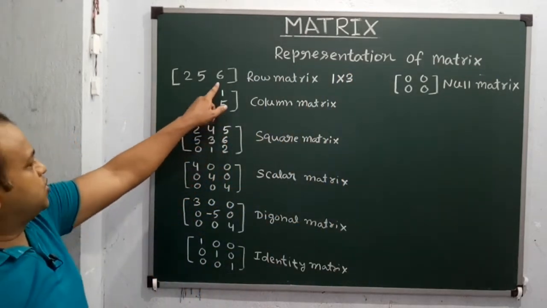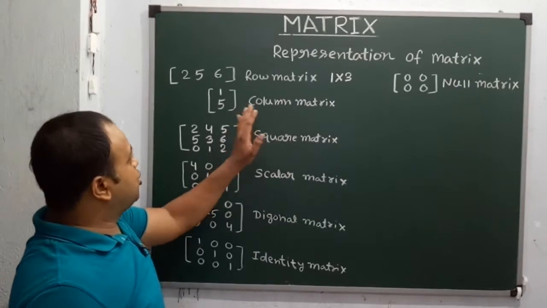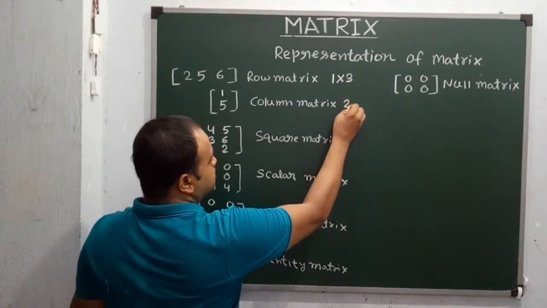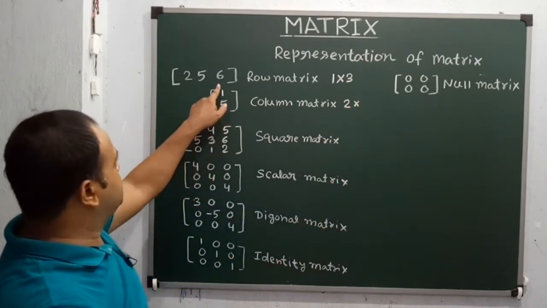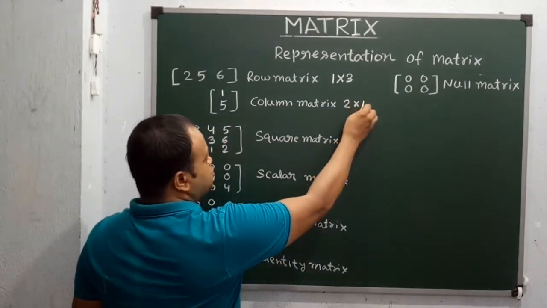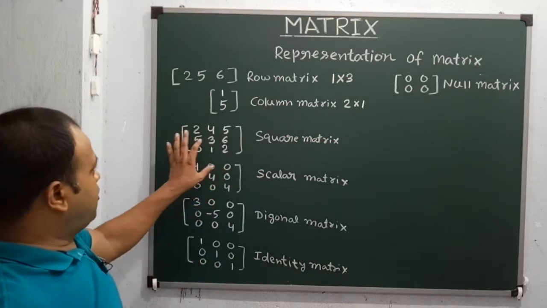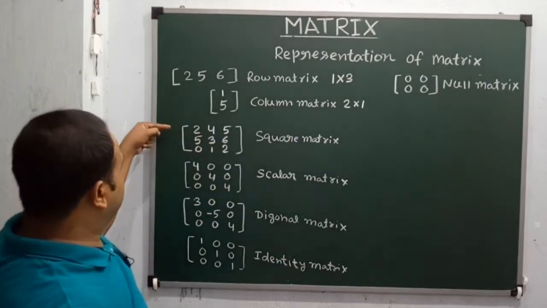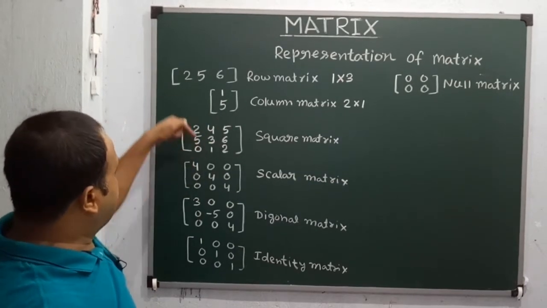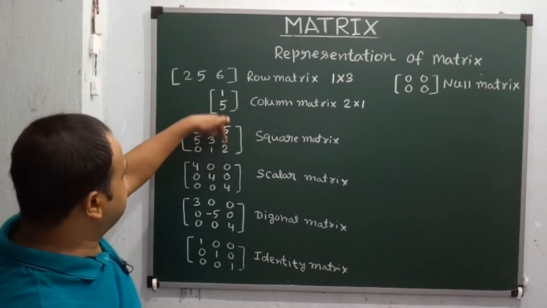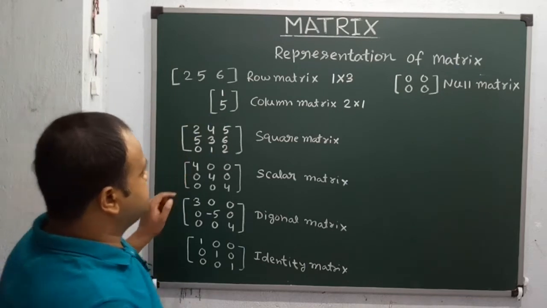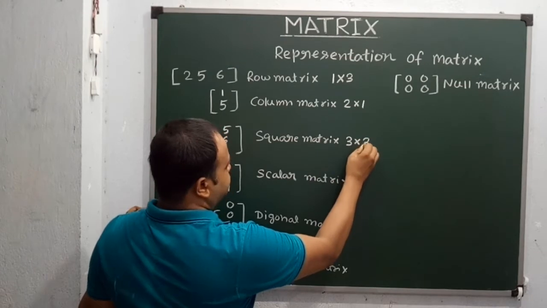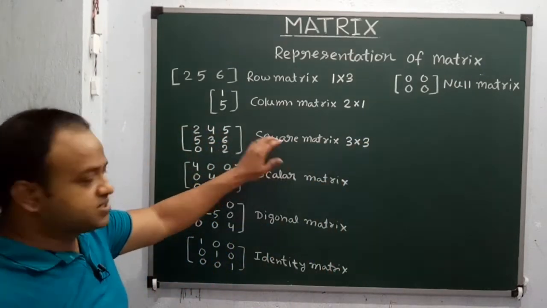Now this one, there is only one column, so it is called a column matrix. What is the number of rows? The number of rows is 2 and the number of columns is 1. The order is 2 into 1. If the number of rows and number of columns are identical, see there are 3 rows and 3 vertical lines, that is columns, so the order here is 3 into 3. So it is called a square matrix.